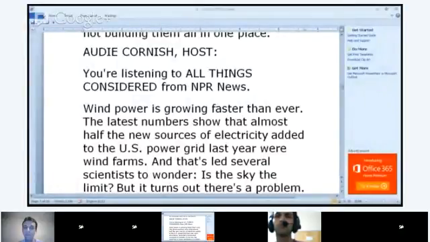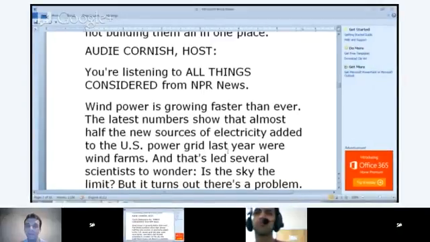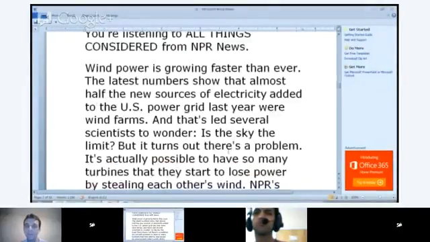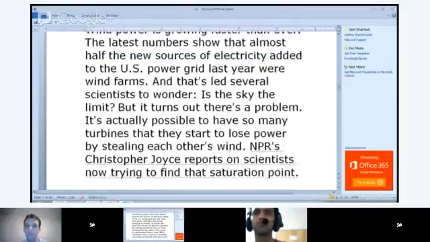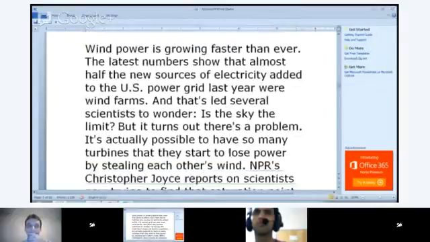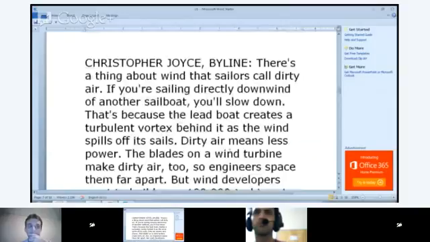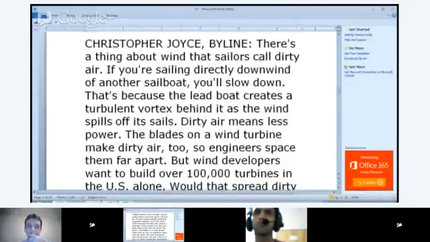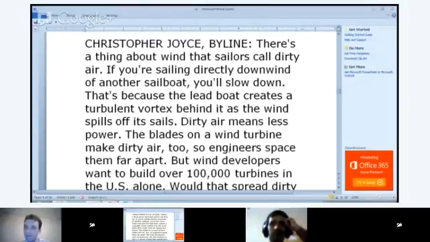There's a thing about wind that sailors call dirty air. If you're sailing directly downwind of another sailboat, you'll slow down. That's because the lead boat creates a turbulent vortex behind it as the wind spills off its sails. Dirty air means less power. The blades on a wind turbine make dirty air too, so engineers space them far apart. But wind developers want to build over 100,000 turbines in the U.S. alone. Would that spread dirty air far and wide?